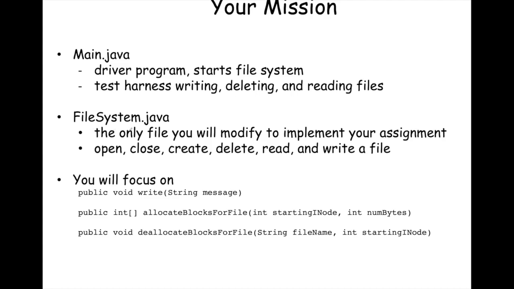FileSystem.java is the only file that you're going to be modifying in your implementation for this final project. FileSystem.java handles the opening, closing, creating, deleting, reading, and writing of a file. Now, your focus in FileSystem.java is limited only to block allocation. So you're going to focus on the write method, which throws IOException, the allocateBlocksForFile method, to which you give the starting inode and the number of bytes, and the deallocateBlocksForFile method, to which you give the file name and an integer starting inode.